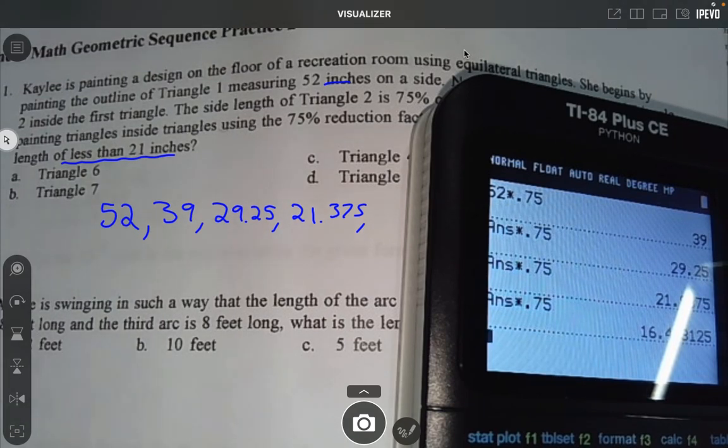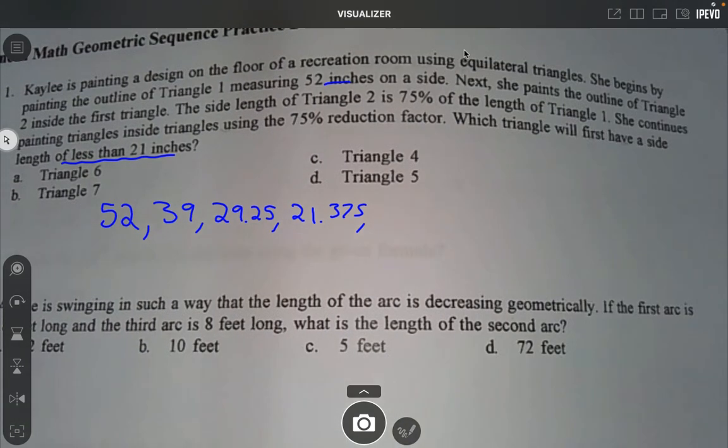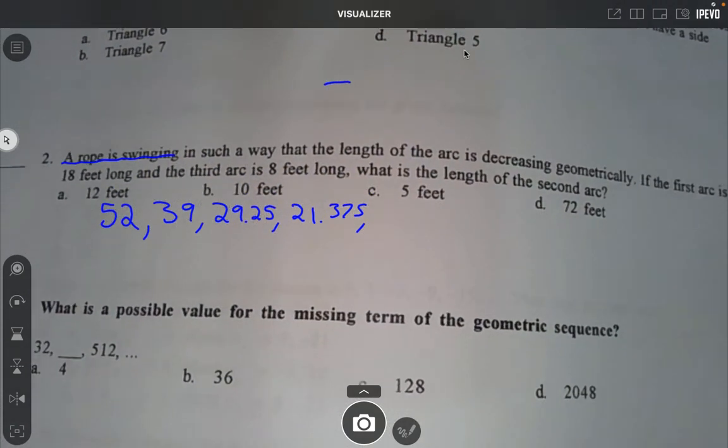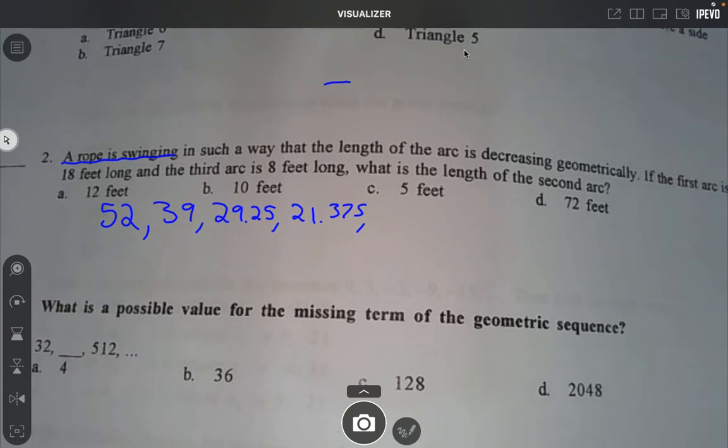Just multiplying by 0.75. And then number 2, it's not really a word problem like the ones from the book. Can I erase that or do y'all still need that up there? Anybody still using that for number 1? That was number 4, right? Triangle 4. Well, this one was triangle 4. Triangle 5 was 16 point something. Okay, but the fourth one's not your answer. Which one is under 21? Triangle 5. Because it was wanting to know which one is under 21. So that was triangle 5.